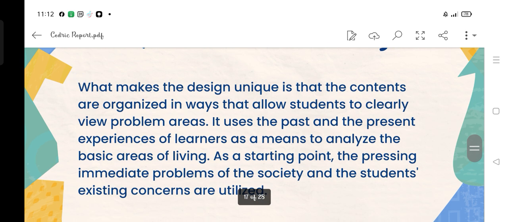So what makes the design unique is that the contents are organized in ways that allow students to clearly view problem areas. So it uses the past and the present experiences of learners as a means to analyze the basic areas of living. So as a starting point, the pressing immediate problems of the society and the students' existing concerns are utilized.